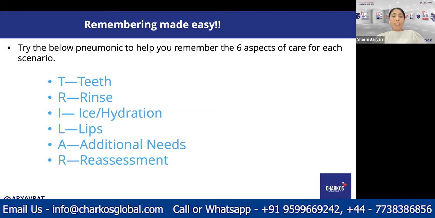The TRILAR basically deals with: T is for teeth, R is for rinse. Your oral hygiene can be maintained with many kinds of oral rinses, whether it is a chlorhexidine or just plain water. I is for eyes and hydration. L is for lips. A is for any other additional needs. And R is for reassessment. So altogether, these make the 6 points, and these should cover all the 6 aspects of oral care that you will be required to write down in this station.